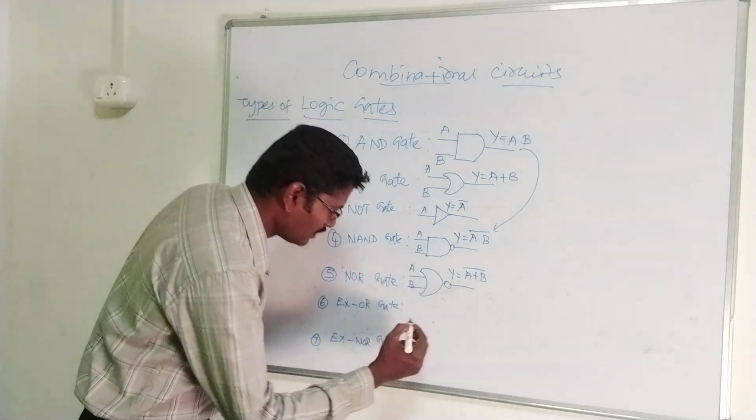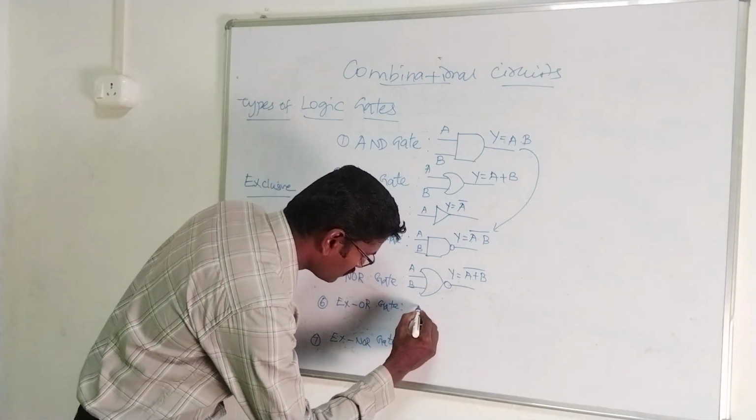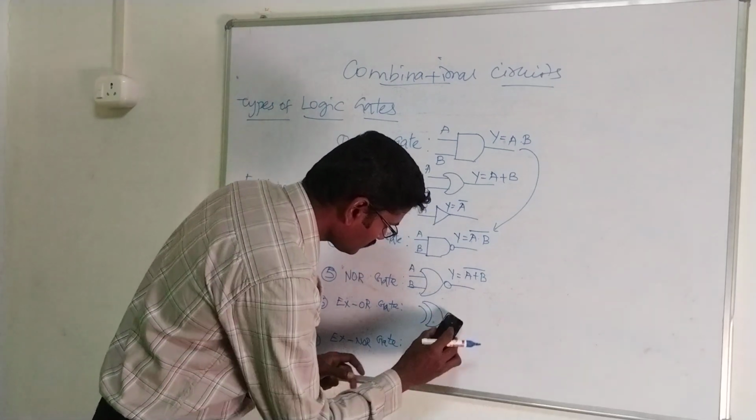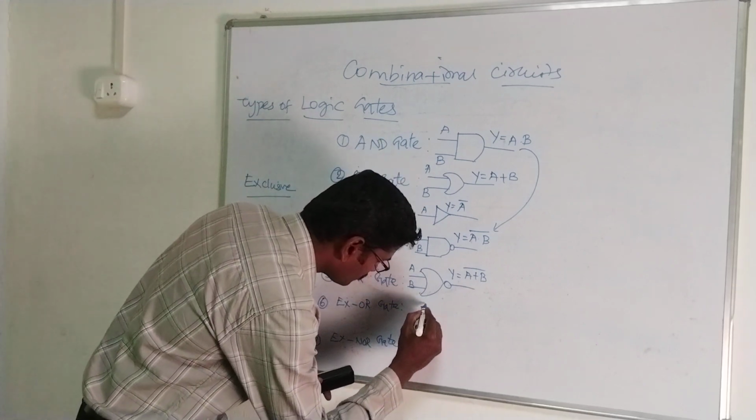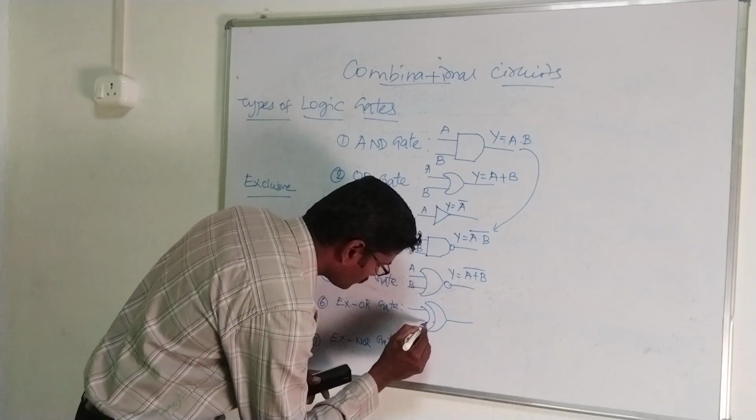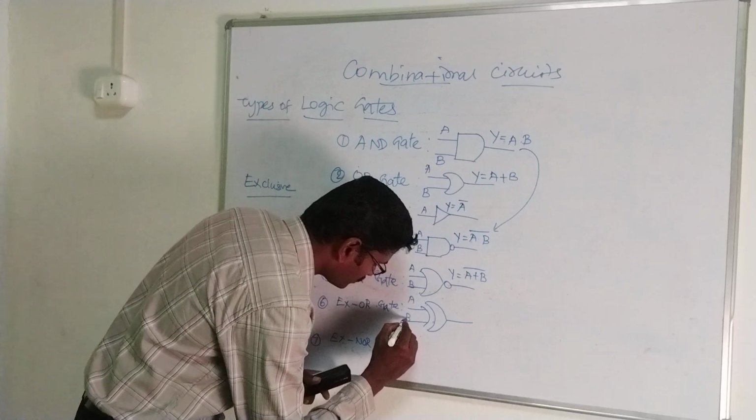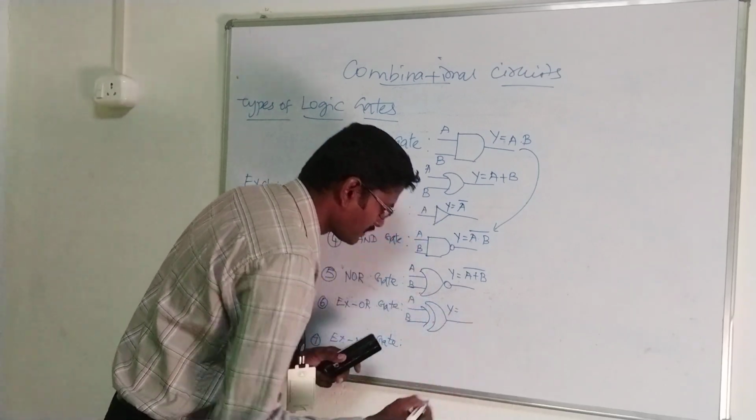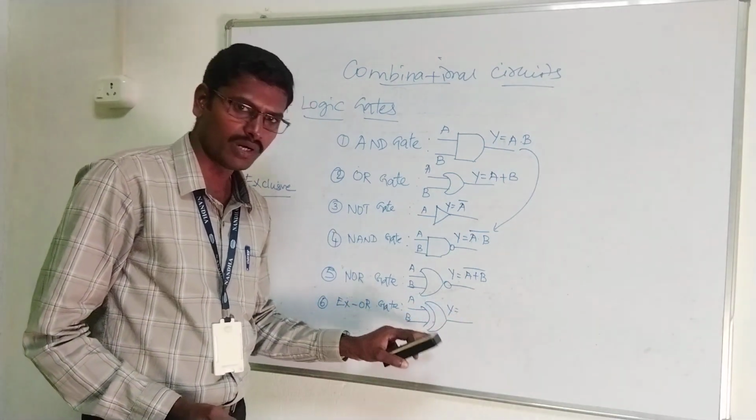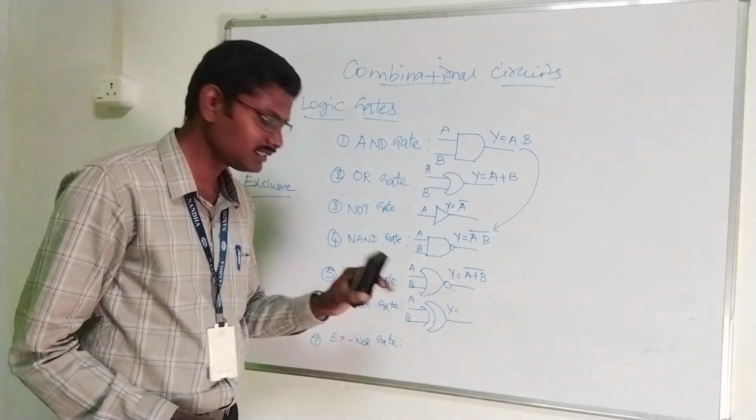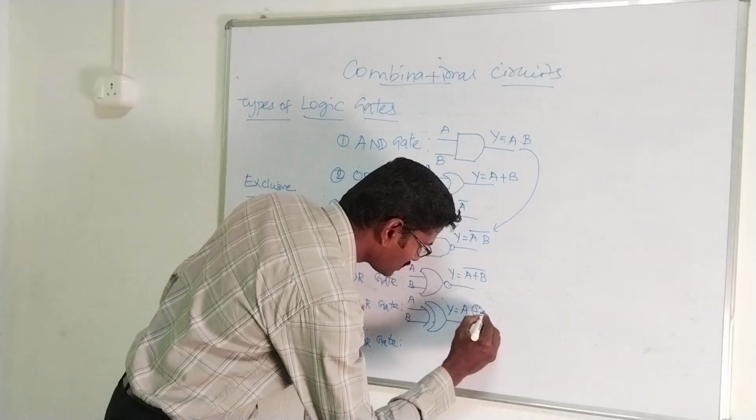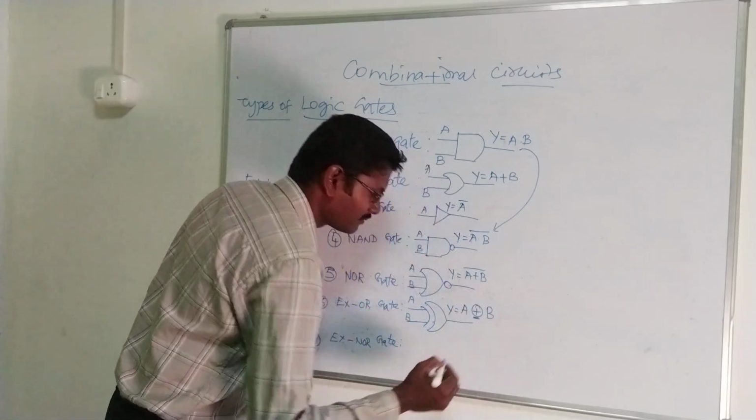Now let's see the symbol for exclusive OR gate. So exclusive OR, XOR. And this is the symbol for XOR. Input variables A, B, two input variables, one output variable Y. The expression for the operation of this XOR gate is Y is equal to A XOR B. So this symbol is known as XOR, right?